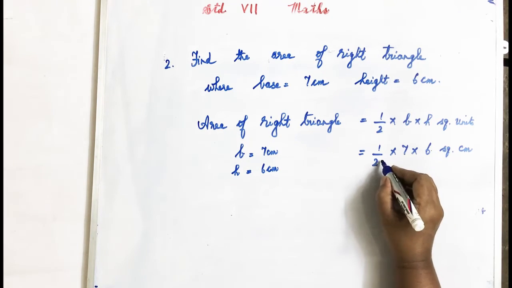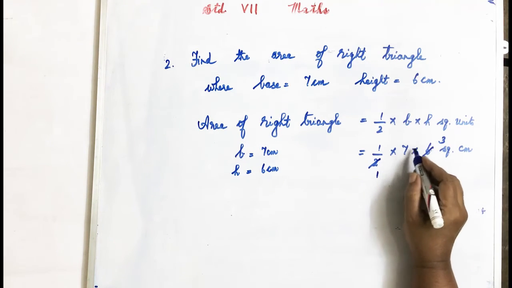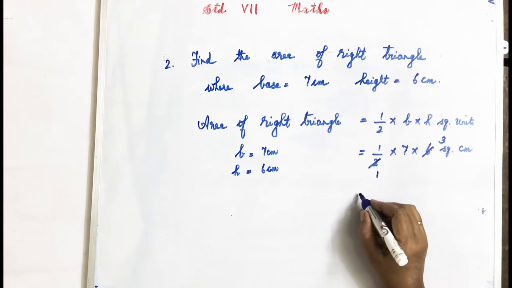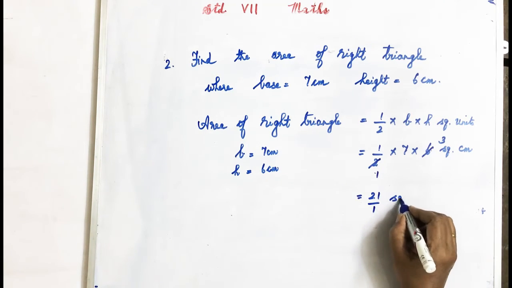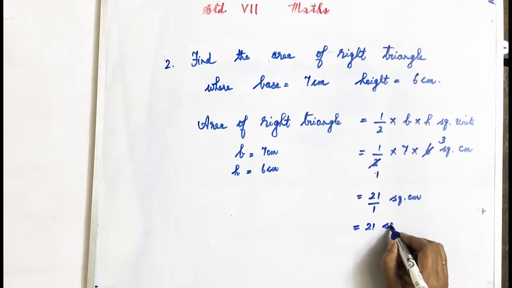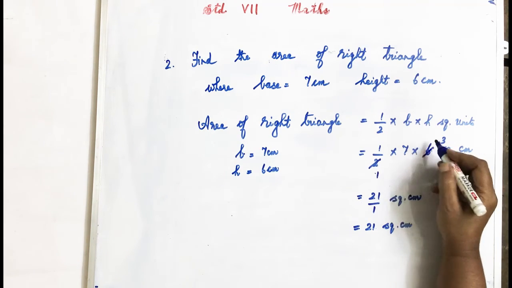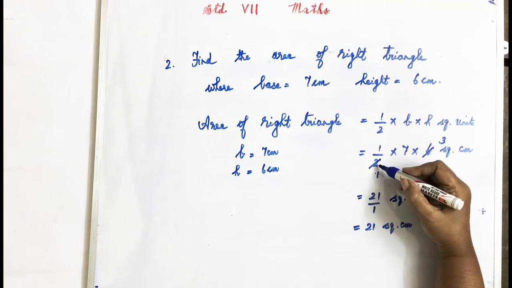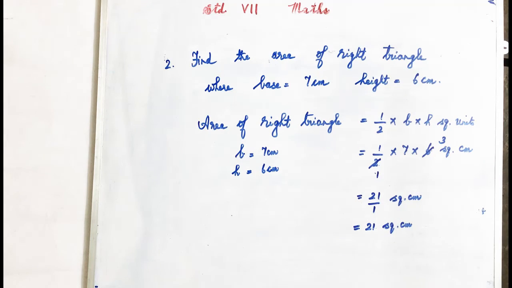Now here in the numerator we have 6, in the denominator we have 2. These both we can cancel by the 2 table. So 1 2 is 2, 3 2s are 6. So now you should multiply the numerator. 1 into 7, 7. 7 3s are 21. And in the denominator we have 1. Square centimeter. So 21 divided by 1 is 21. Sometimes if you are not able to cancel, we should multiply the numerator and then divide that answer by 2. Okay children, hope you have understood. Thank you.